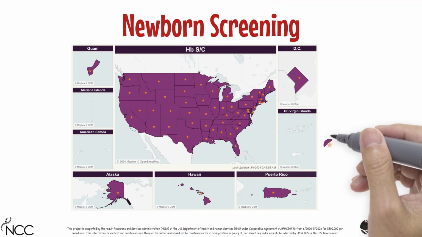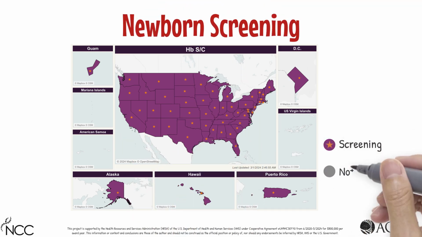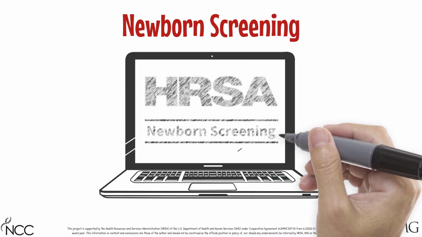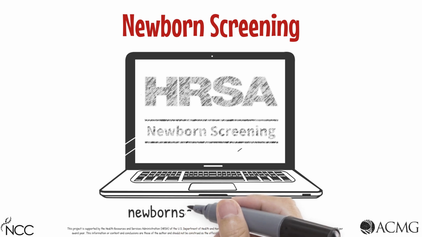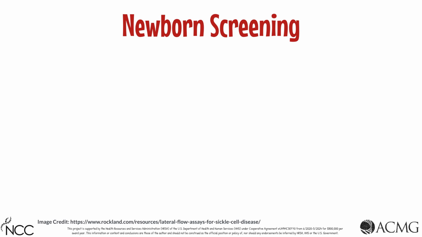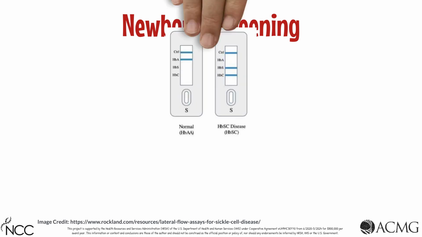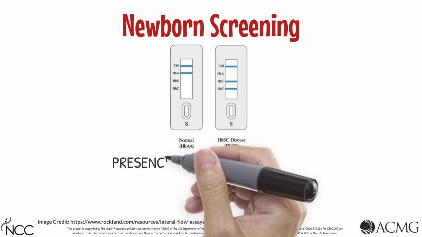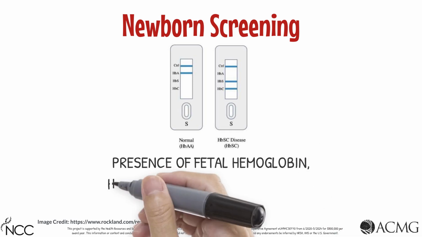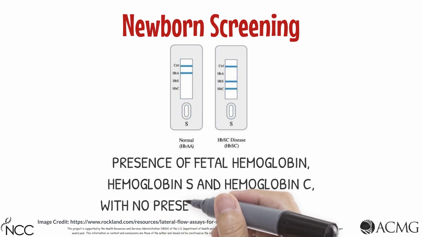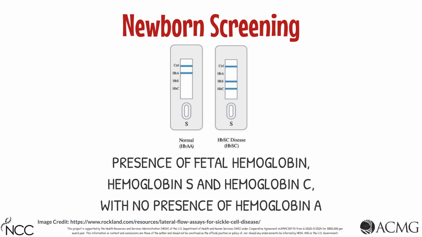All states in the United States provide newborn screening for hemoglobin SC disease. A good resource for checking a state's newborn screening panel is the newbornscreening.hrsa.gov website. Screening for hemoglobin SC is performed by examining different levels of hemoglobin molecules. Babies with hemoglobin SC typically have hemoglobin F or fetal hemoglobin, S, and hemoglobin C, with no presence of adult hemoglobin A.